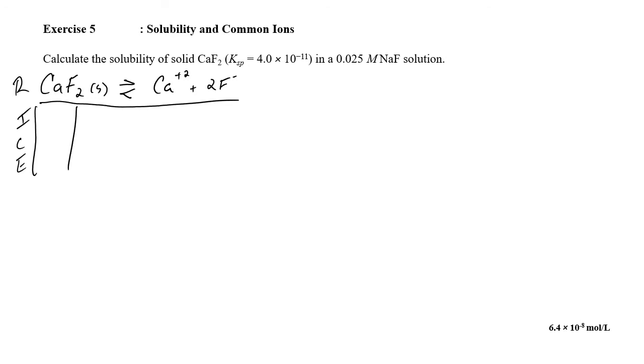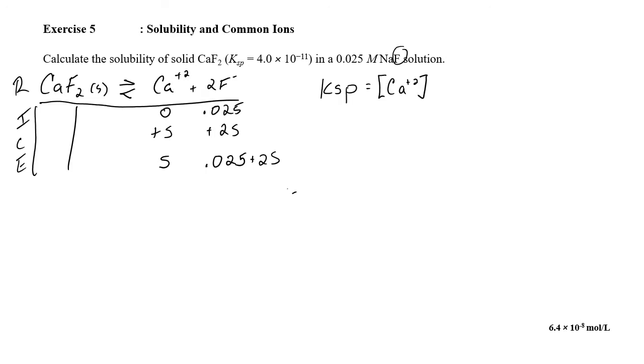Now what's our common ion? It's fluoride. And sodium and fluoride are 1-to-1, so that means that we have 0.025 molar fluoride already in there. This is plus S, plus 2S. S, 0.025 plus 2S. Let's write our Ksp expression. Don't forget the coefficient becomes the exponent.